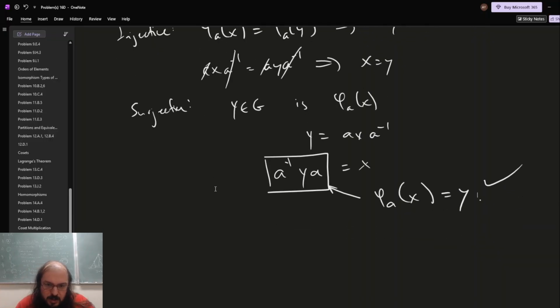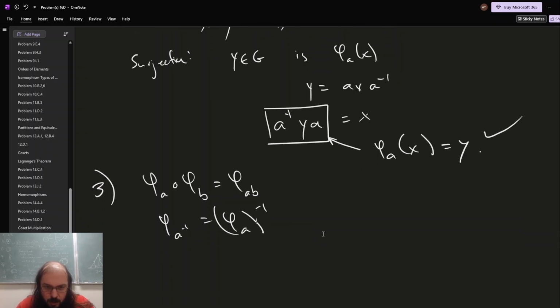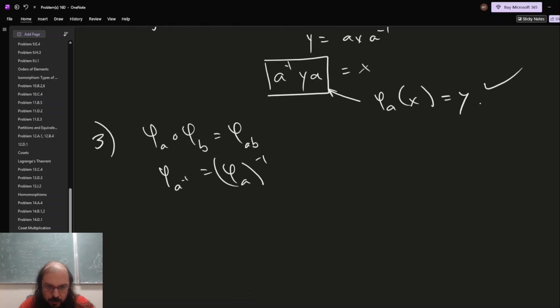Part 3 says prove that for arbitrary a, b, and g, phi a composed with phi b equals phi ab. And also, phi of A inverse equals phi of A inverse. All right, that seems very straightforward. The easiest way to do this is to check it on an element.